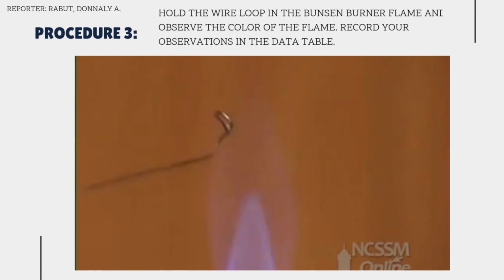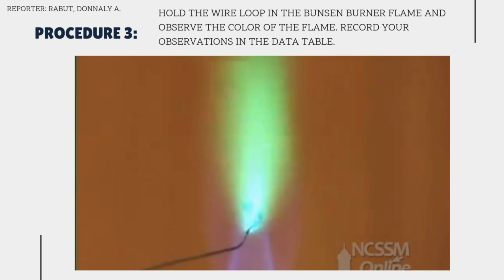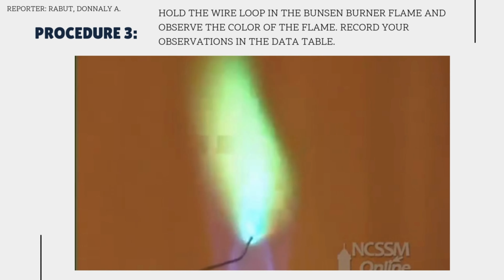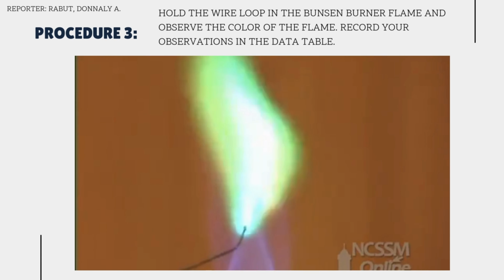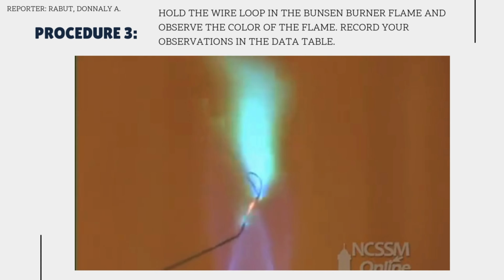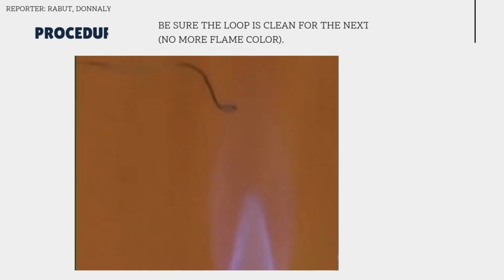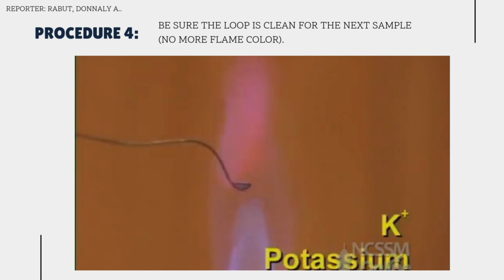Procedure 3. After dipping the wire loop into the metal ion solution, place it above the Bunsen burner and observe its color. After observing, record it in the data table that you have been provided. After this, clean the wire loop. Make sure that it's totally clean and no flame color remains, as stated in procedure 4. Do this for all samples until finished.